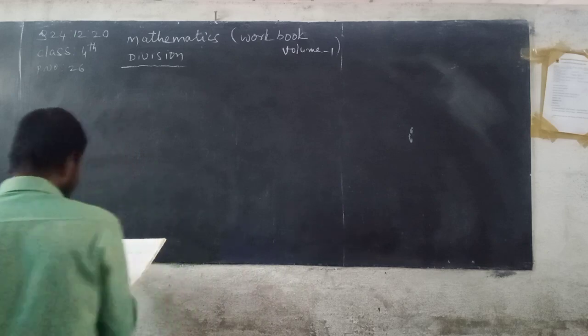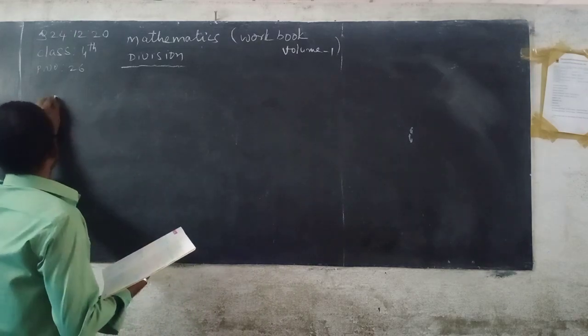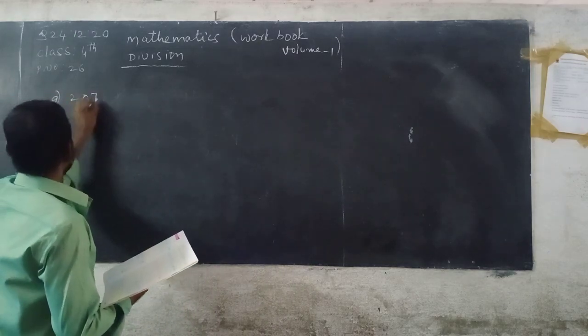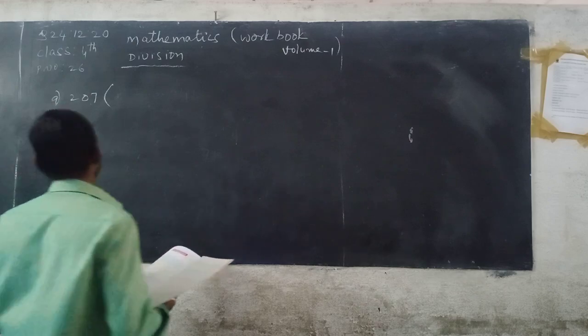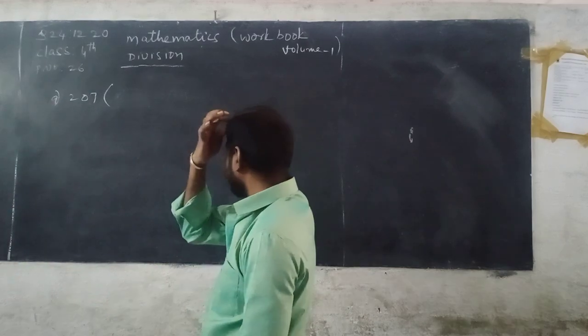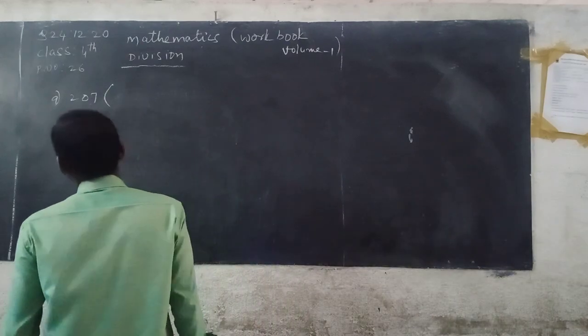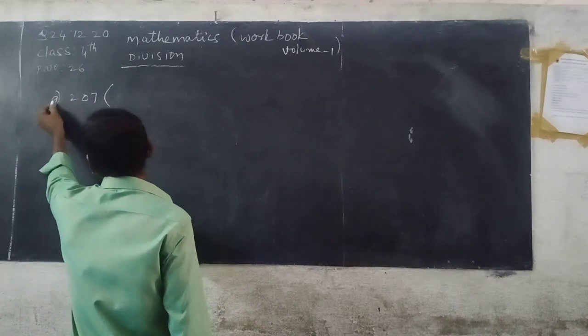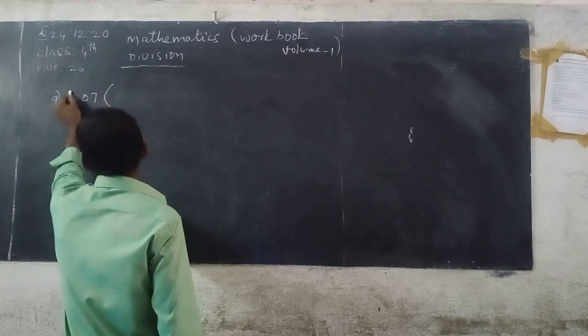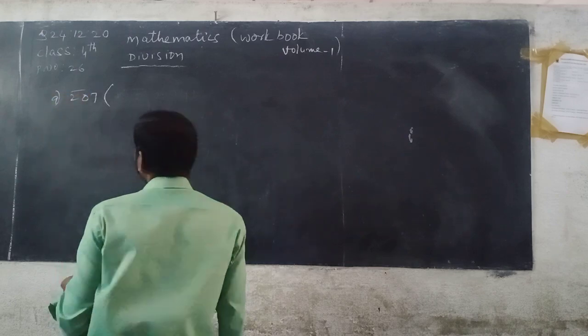Now here is an example. 207 is the dividend and 9 is the divisor. How many digits do I have to take from left to right? 2 digits, because 2 is smaller than 9. So I have to take 2 digits from left to right. Then you can read the 9 table.